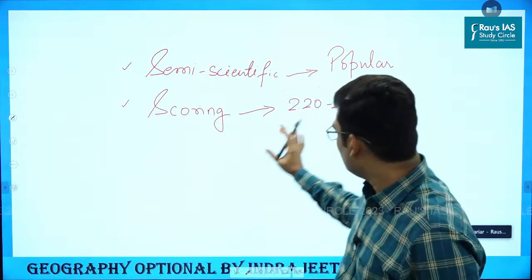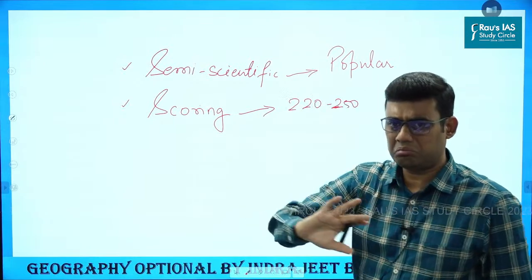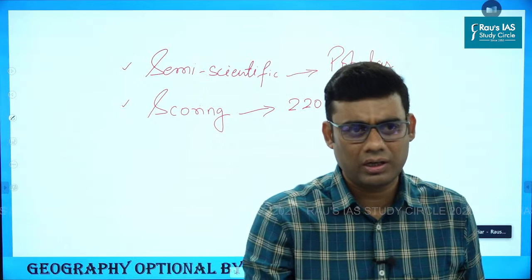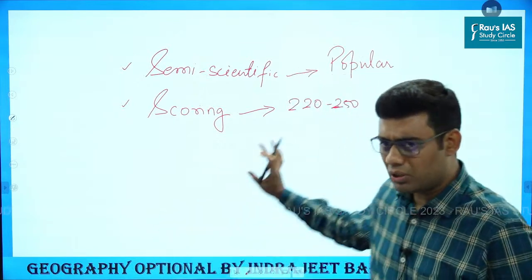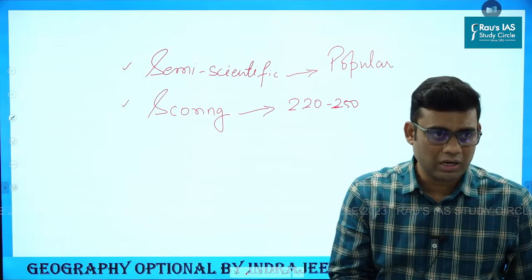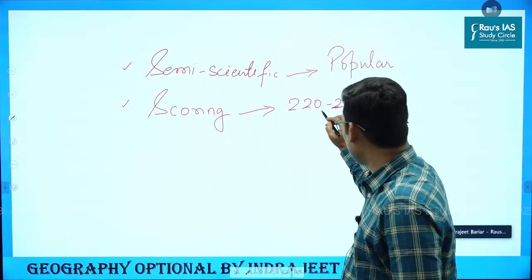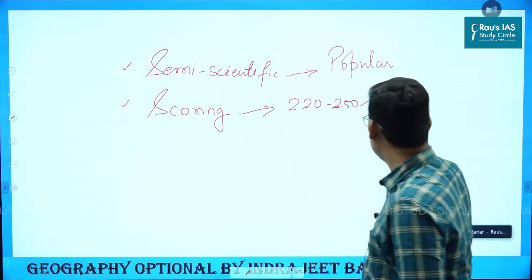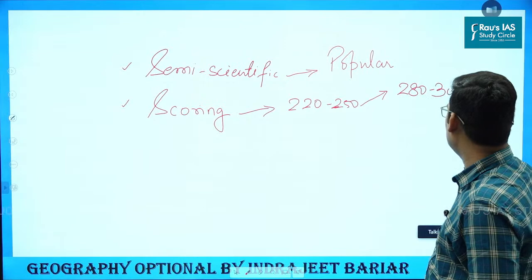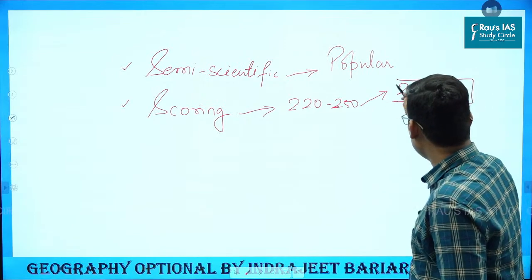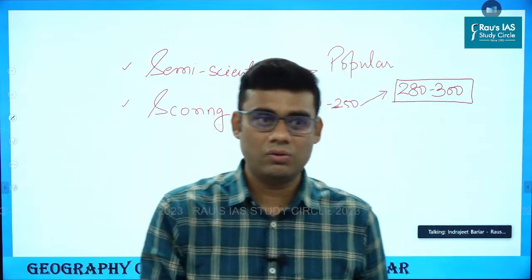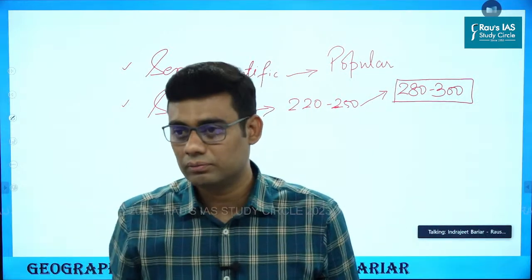This is with a slightly above average attempt; if you give that, you can easily be in this range. And with some systematic effort put in over here, you can easily take this up to somewhere in the range of 280 to 300, which is a range where you will get a proper rank.